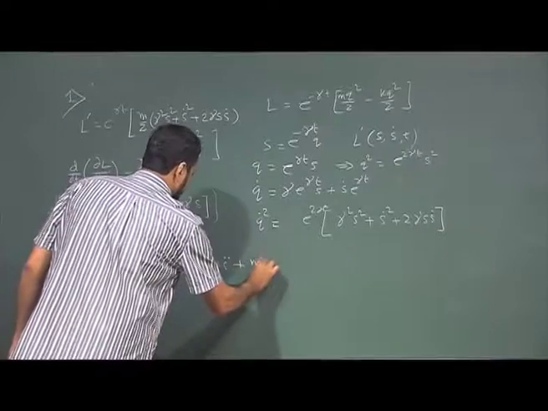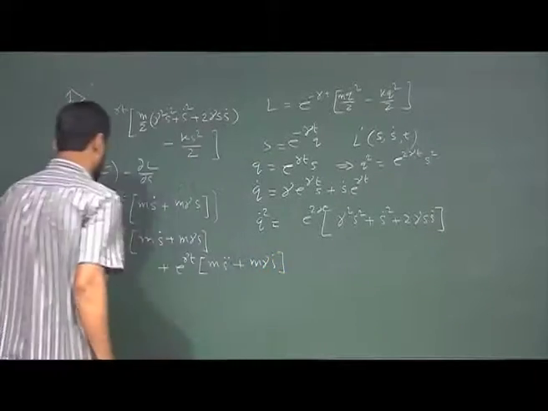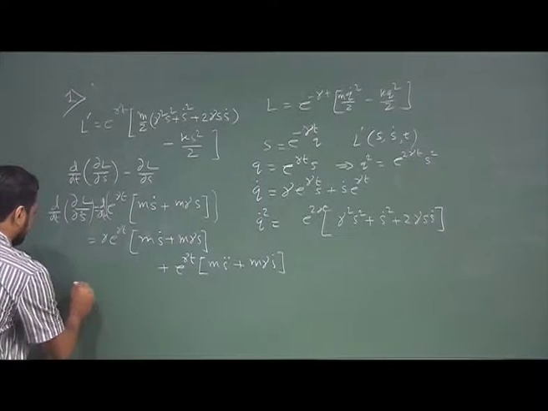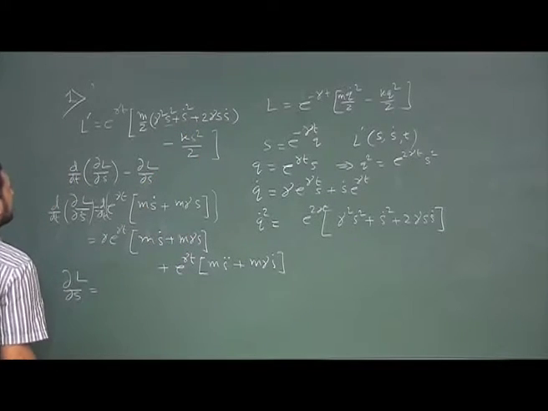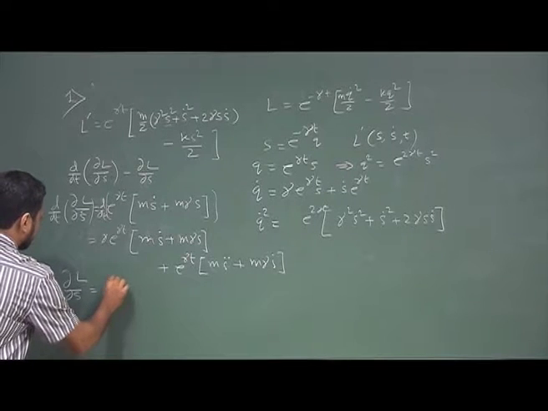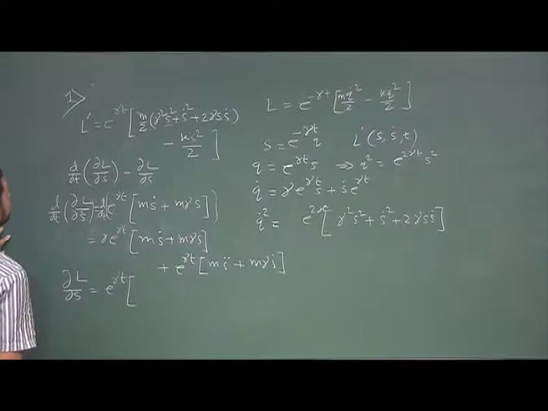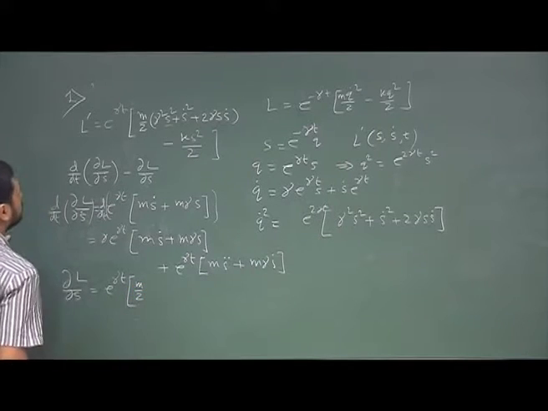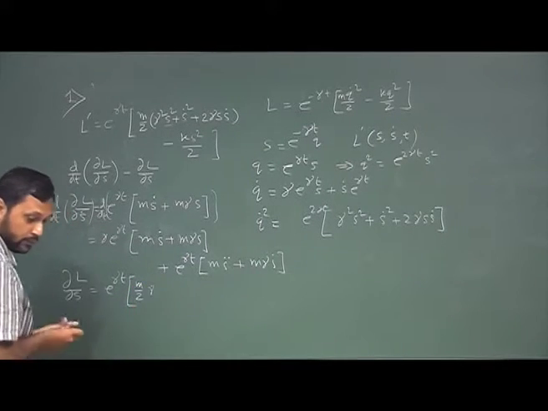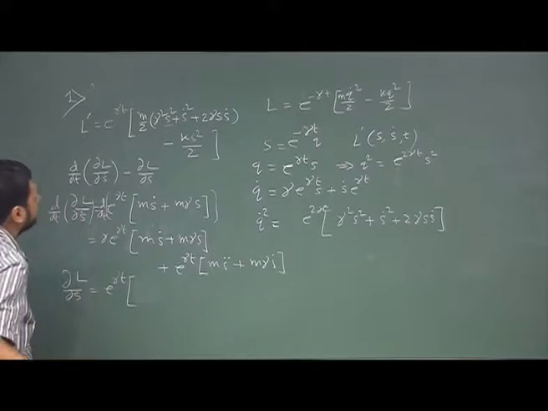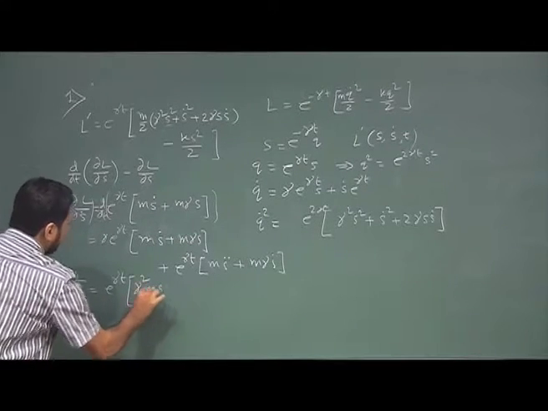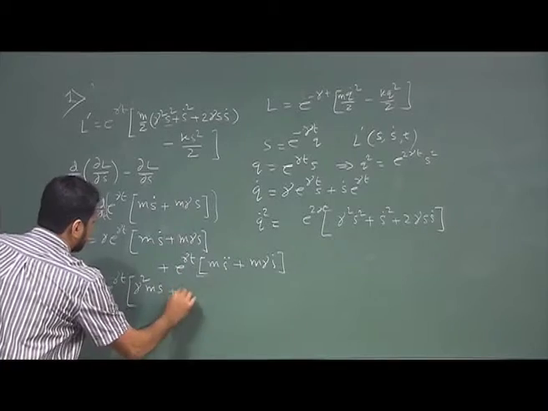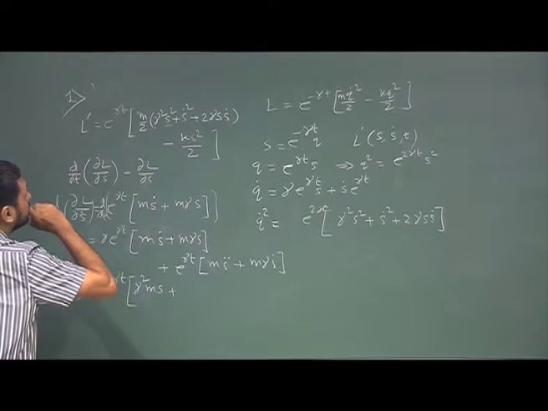So, this is m s double dot plus m gamma s dot, right. And del L del S will come from this term and this term, right. So, we have once again e to the power gamma t times m by 2, sorry, 2 will cancel out. So, it will be m s gamma square, plus, 2 will cancel out, so it will be m gamma s dot.